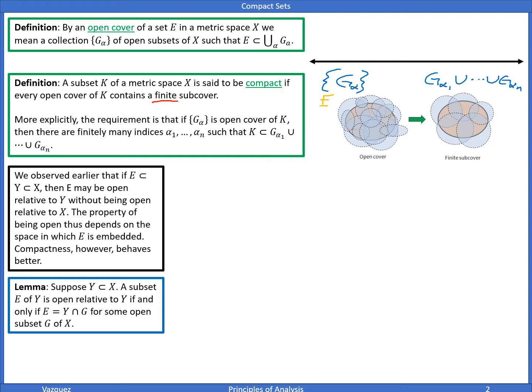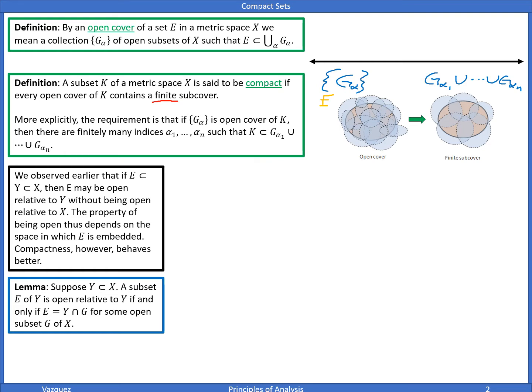And I excluded the proof. You can find this proof in the book, The Principles of Analysis by Walter Rudin. And this lemma says, suppose Y is a subset of X. A subset E of Y is open relative to Y if and only if E is equal to the intersection of Y and G for some open subset G of X.